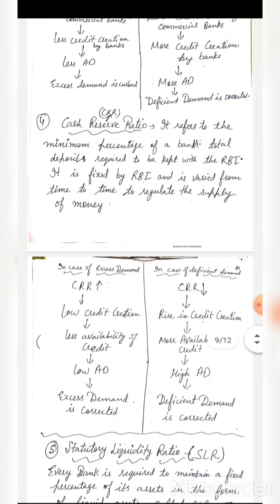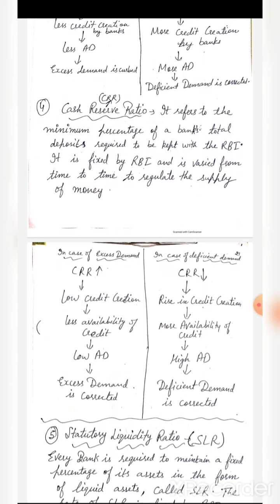Next point is cash reserve ratio. See, in short, we can say CRR. It refers to the minimum percentage of a bank's total deposits required to be kept with the RBI. It is fixed by the RBI and is varied from time to time to regulate the supply of money.